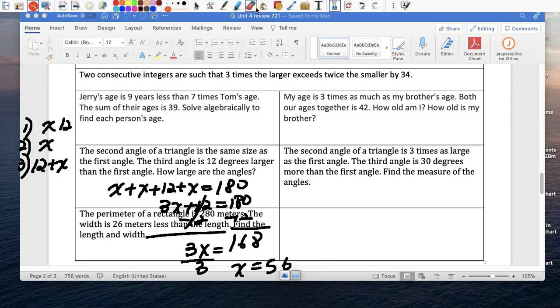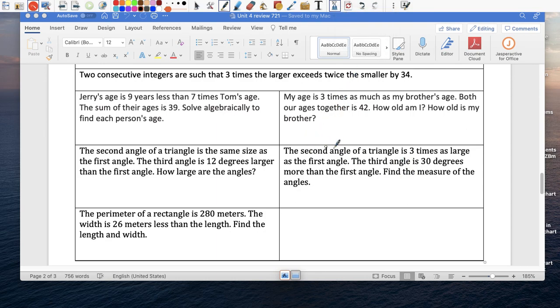So that means the first angle is 56. The second angle, so we have a triangle, a nice isosceles triangle. This is 56, this is 56, and then the last angle is 68.